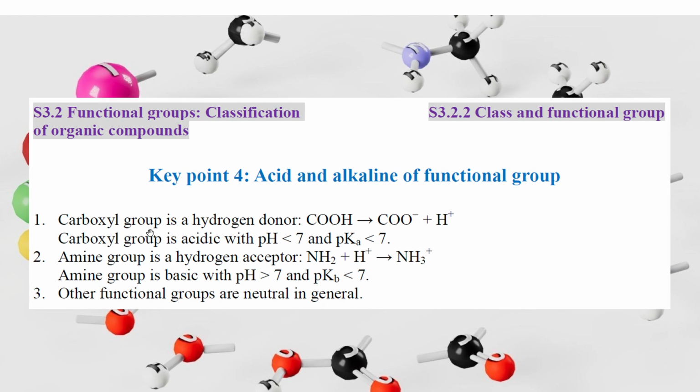Okay, the carboxyl group will release a hydrogen ion easily, so it is acidic. pH is less than 7, pKa is less than 7. The amine group is ready to accept a hydrogen ion and become NH3 plus, so it is an alkaline base. pH is larger than 7. Other functional groups are neutral in acidity.